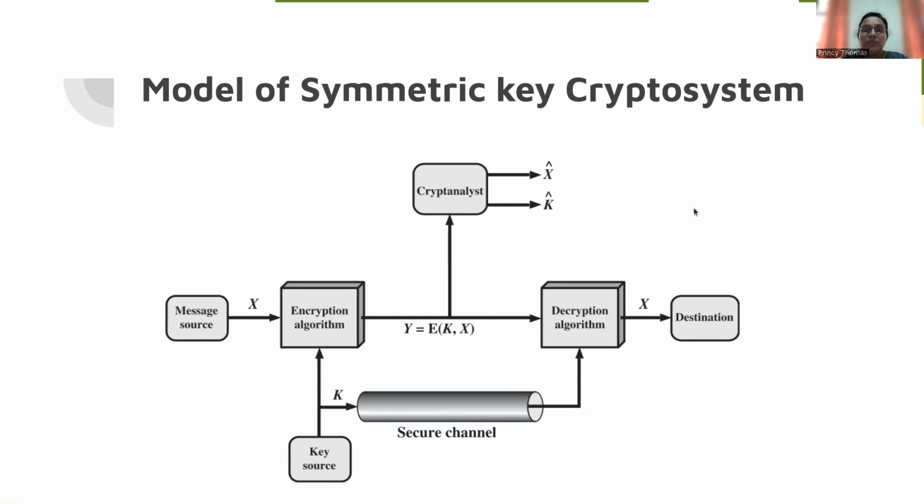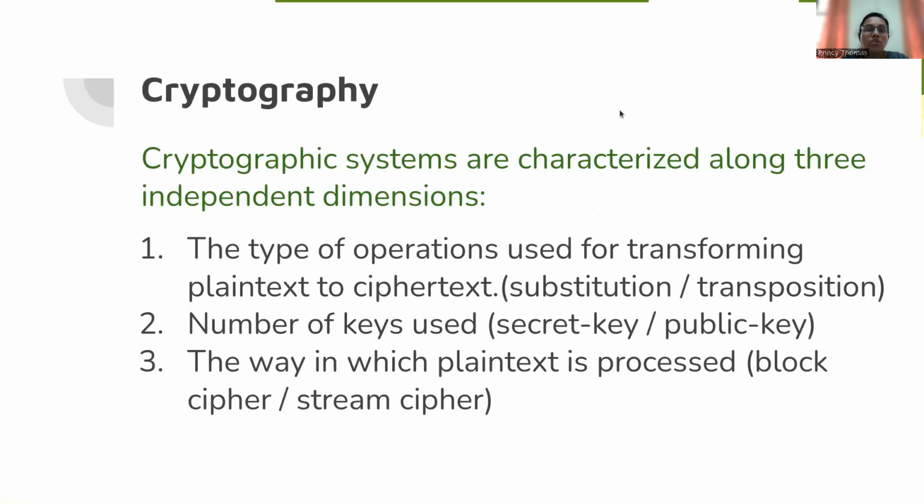ഓക്കെ, ഇനി ക്രിപ്റ്റനലിസ്റ്റ് എന്താ ചെയ്യാൻ നോക്കുന്നതെന്ന് വെച്ചാൽ they are trying to guess from the cipher text what the key is and what the plain text will be. Okay, ഇതാണ് ക്രിപ്റ്റനലിസ്റ്റ് ചെയ്യുന്നത്. Okay, now cryptography എന്ന് പറയുന്നത് is usually ഏത് ക്രിപ്റ്റോ സിസ്റ്റം എടുത്തു കഴിഞ്ഞാലും there are three characteristics for a crypto system. Okay, ഒന്ന്, it is the type of operation that is used for the transformation.